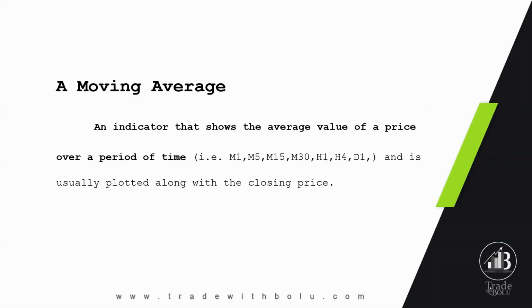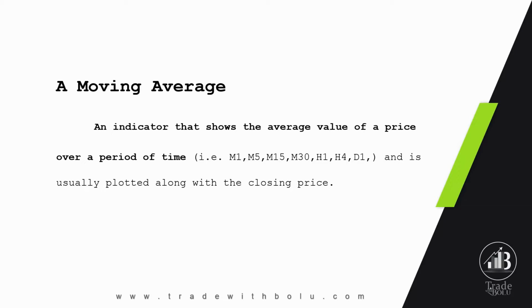So a moving average is an indicator that shows the average value of a price over a period of time. Either the 1 minute, 5 minutes, 15 minutes, 30 minutes, H1, H4, 1 day, 1 month, and so forth. As you know it on the MetaTrader platforms, it shows the average value of the price over those periods of time. So it usually forms a slopey kind of trend that you see all around the price. We get to see these on the MT4 trading platform, so don't worry about that.